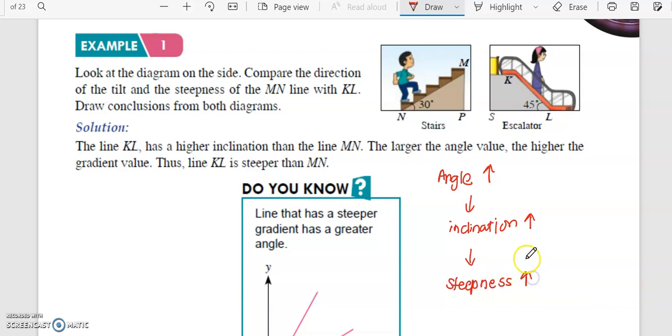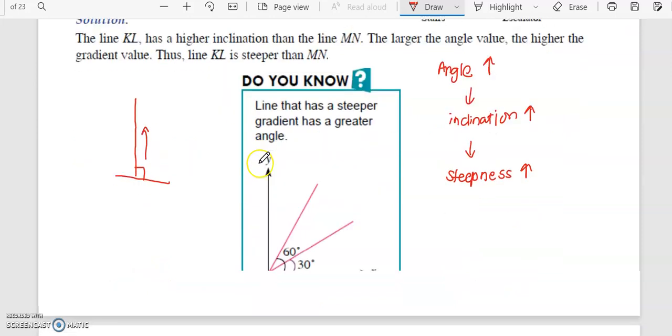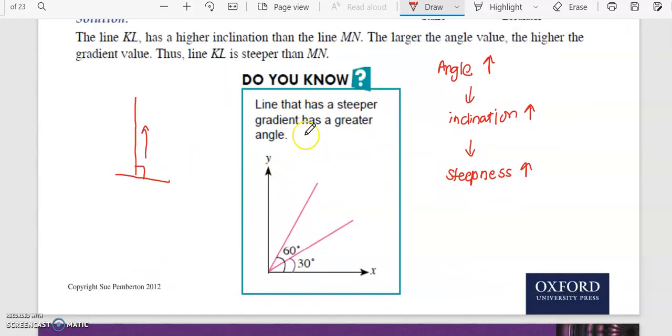Okay, so kalau paling-paling jalan tu ialah 90 degree lah kot. 90 degree macam ni. So macam mana you nak naik tangga, nak panjat, nak hiking ni kan? So kat sini line that has steeper gradient has a greater value. Makin tinggi value angle, makin steeper the value for gradient. So bila angle tinggi, inclination tinggi, steepness tinggi, value of gradient akan greater juga. So this is the relationship dia.